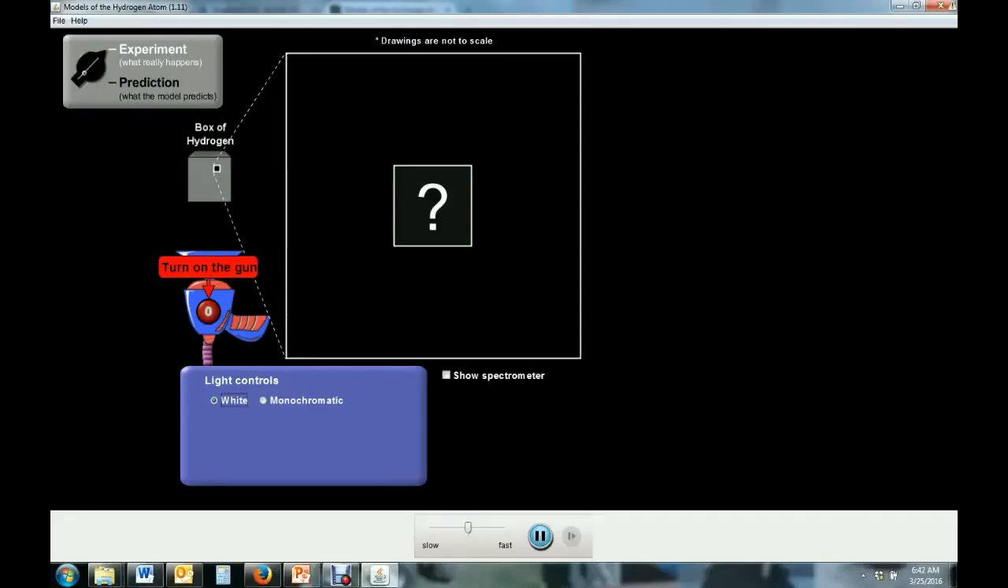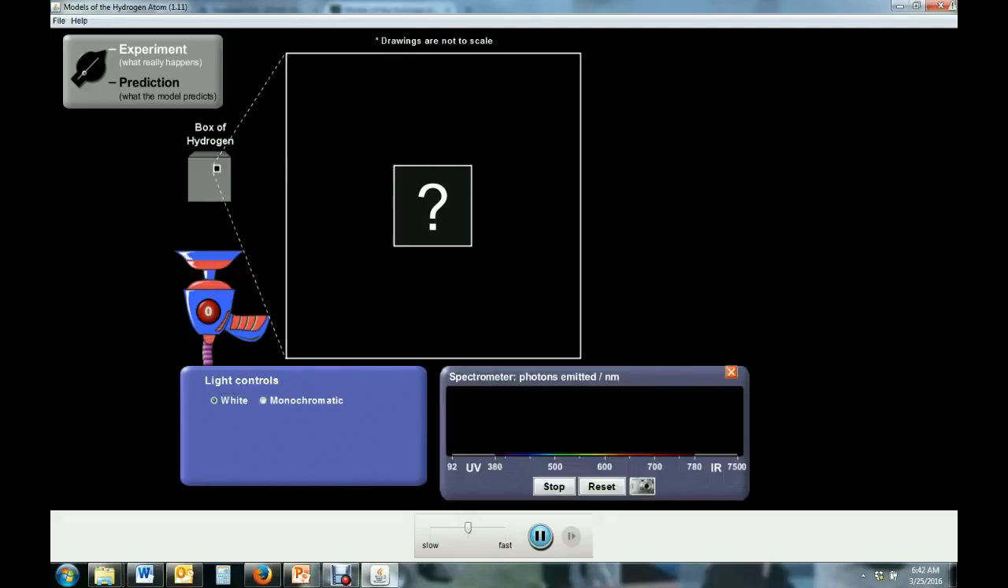In this video, we are going to be looking at the various atomic models and what they predict versus what should actually happen. So let's start with our experiment. What really happens? The idea here is in this box we have some atoms. I'm going to turn on the spectrometer so it'll keep track for us what photons are emitted from the box as we go. And I'm going to turn on our light source and bombard our box of hydrogen with photons.